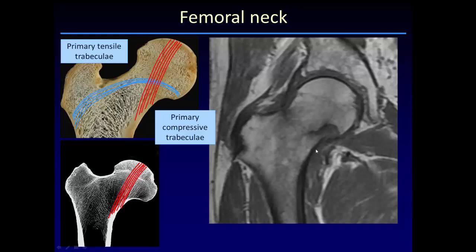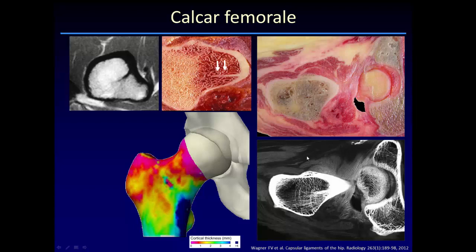Now, the reason that we have so much failure taking place at this medial neck is that the anatomy here is very interesting. We have a structure called the calcar femorale, which is a strut of cortical bone near the lesser trochanter that transfers weight from the medial femoral neck into the medial femoral shaft.